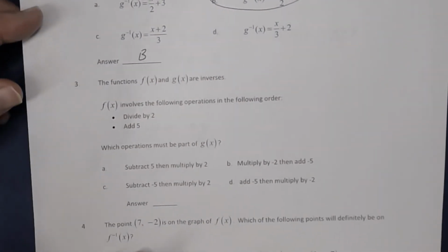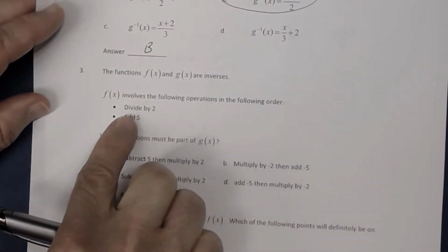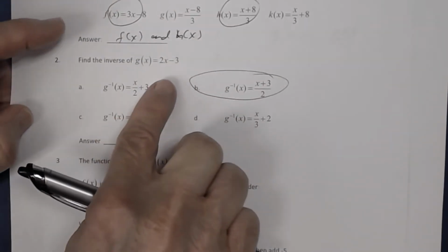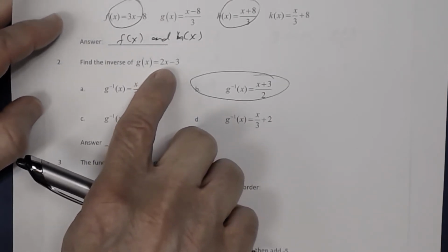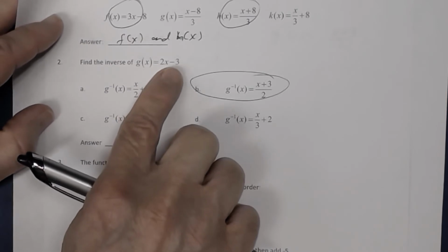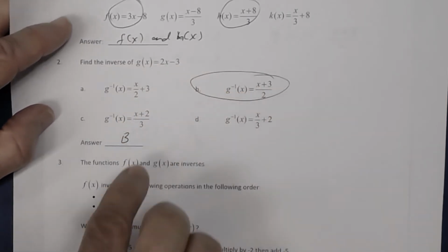All right, number 3. Here you're talking about words. Remember the words that we were talking about here? This says that g of x takes x, multiplies it by 2, and subtracts 3, and the inverse will do the opposite: adds 3, and then divides by 2.